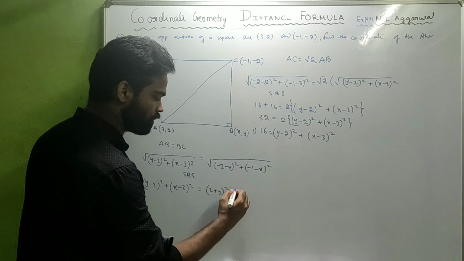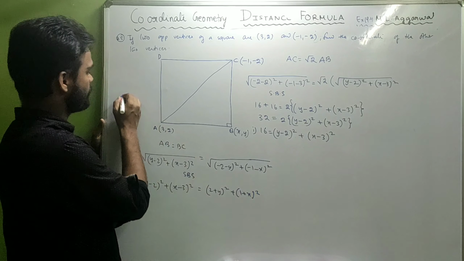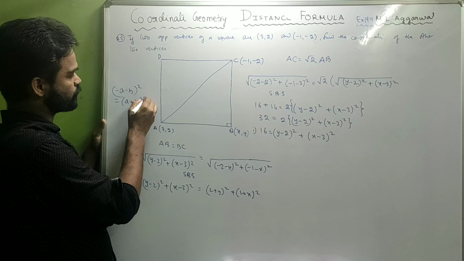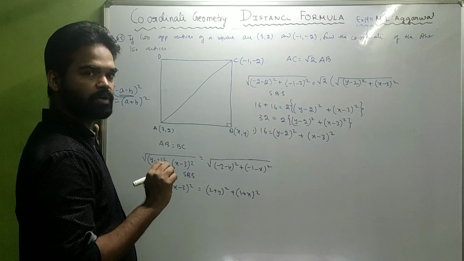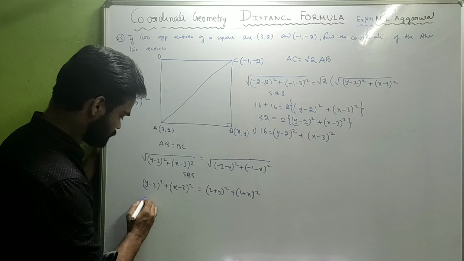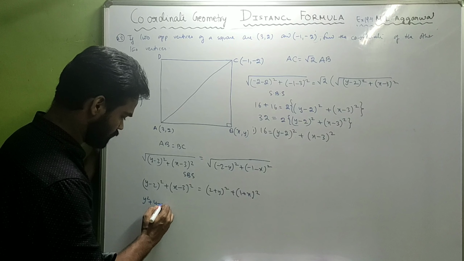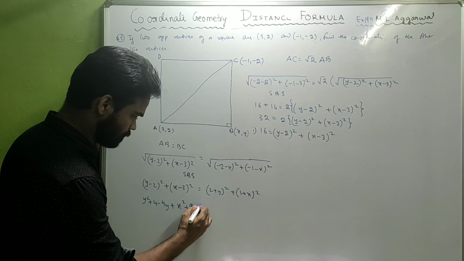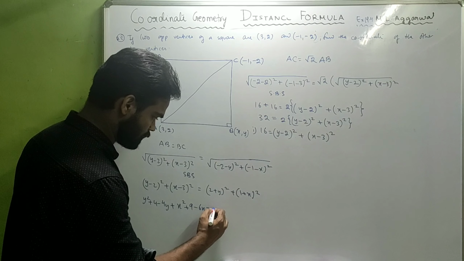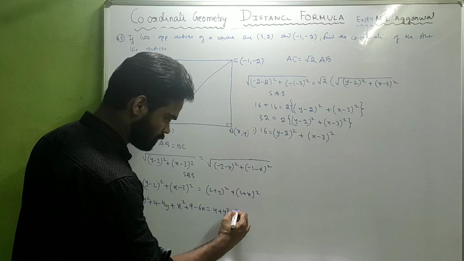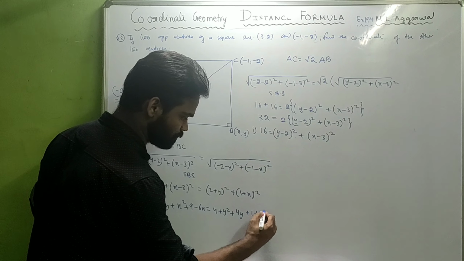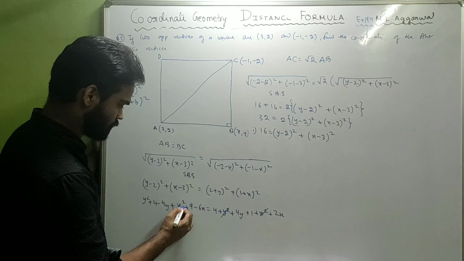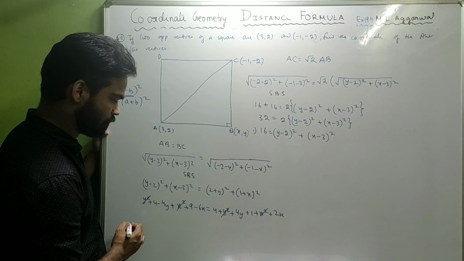Similarly, (-1 minus x) whole square, we can write (1 plus x) whole square. Remember, (minus a minus b) whole square is equal to (a plus b) whole square, because we can take the minus sign common and minus square will be plus. Now we'll open this bracket. This is a square plus b square minus 2ab, a square plus b square minus 2ab. This is a square plus b square plus 2ab, a square plus b square plus 2ab, isn't it? Now x square, y square, x square, y square cancel out.